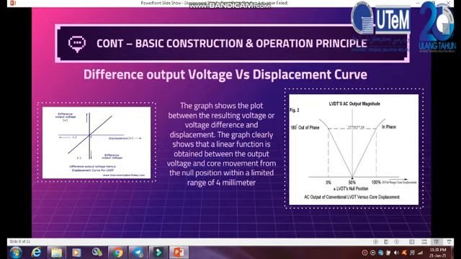For upward, the differential output voltage will be positive, while for downward the differential output voltage will be negative. For the left side, it will be negative, while on the right side the displacement will be positive.